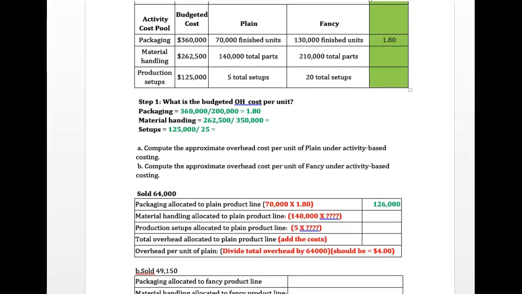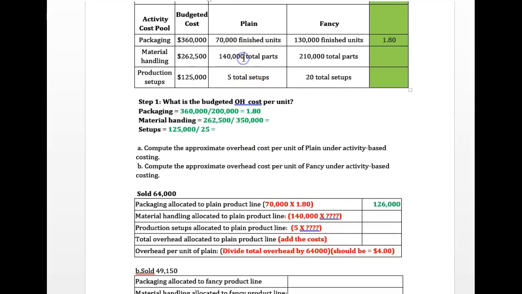Now, what they want you to do is take what they have budgeted right here. So it's 70,000 for packaging, it's 140,000 for material handling, and it's 5 for the setup. You're going to multiply those by the unit overhead cost, each one. Like, here's your very first one. Packaging for the plain product was $1.80, so I've got 70,000 units times 1.80, it comes to 126,000. You do the same thing for each one of these.